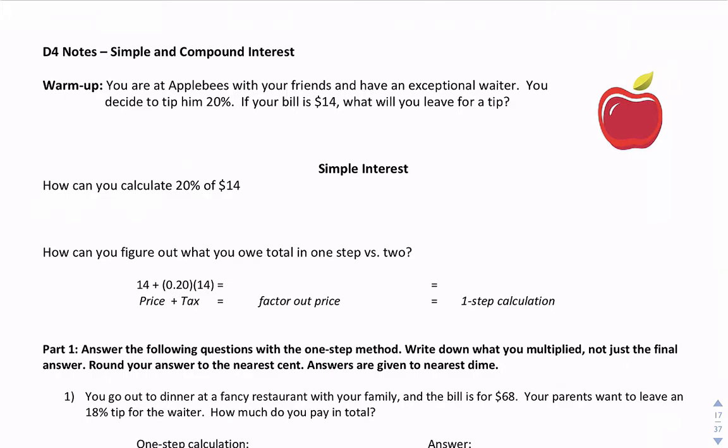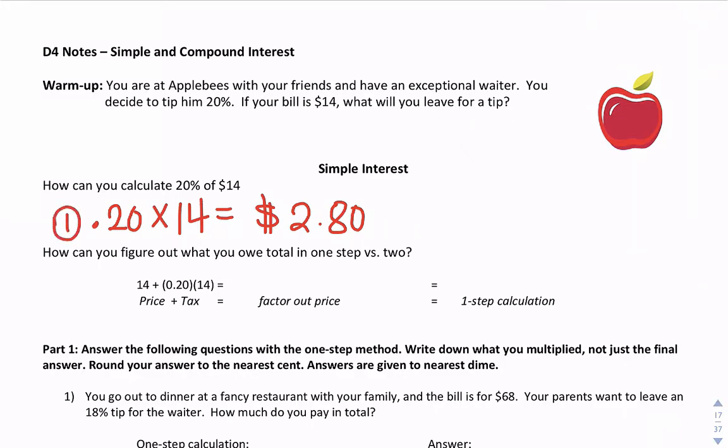So there's several ways to do tip problems. I'm going to show you one way to do simple interest, and that is to calculate 20% of 14. One way, and again there's several ways to do it, is you could do 20% as a decimal and multiply by 14. So 20% of 14 is $2.80. Again, not the only way to do it, maybe not even the easiest way, but that's one way to do it. All right, so that's step one.